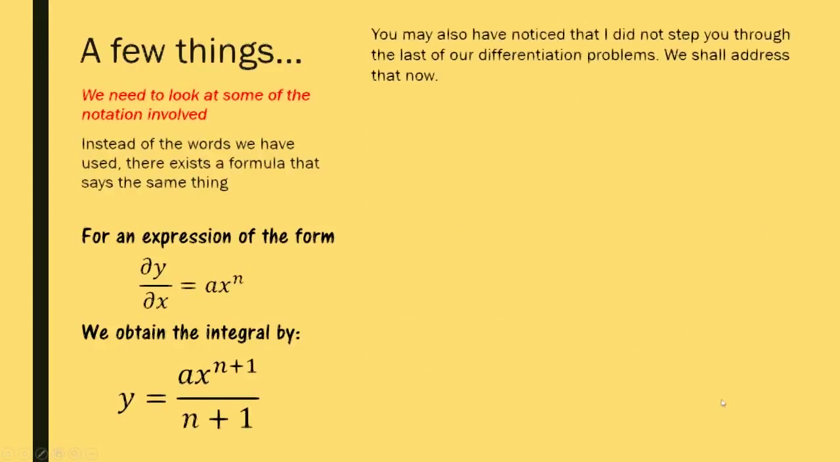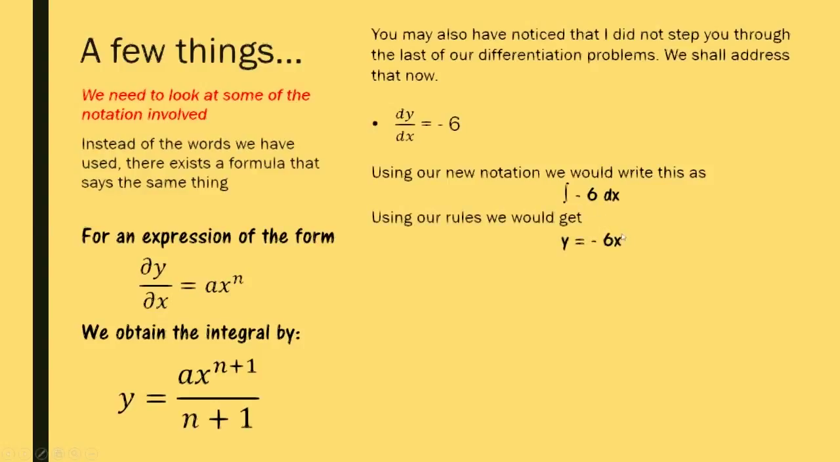You may have also noticed that I did not step you through the last of our differentiation problems. I'm going to have a look at that one now. When we differentiated the expression at the start, we got that the gradient function, or the differentiated function, was minus 6. Using our new notation, that would be the integral of minus 6 with respect to x, and when we integrate that using the rules, we'd just increase the power of the x by 1 and divide by the new power, or with just a number, we put an x on the end.